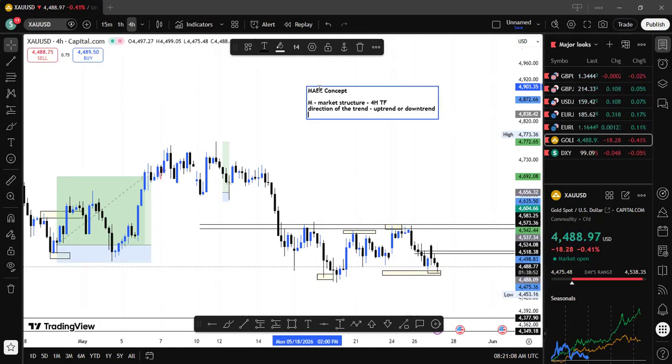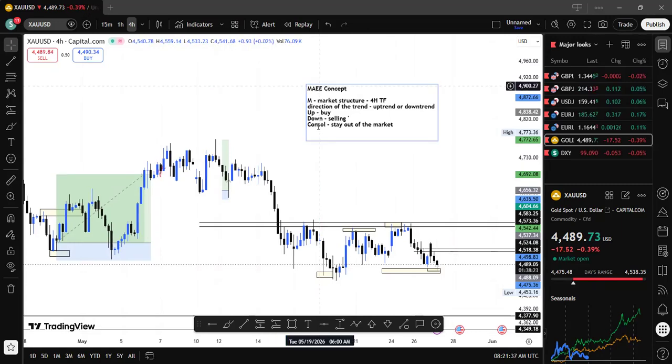So if it's in an uptrend, what do you look for? You look for buy opportunities. If it's in a downtrend, you're only looking for what? Selling opportunity. And if it's in a consolidation, then what are you looking for? Stay out of the market. You have no business trading whenever the market is in a consolidation or accumulation stage. All right, so that's the market structure part. And I believe this concept is something people who have been following my channel are aware of. All right, so I want to continue.